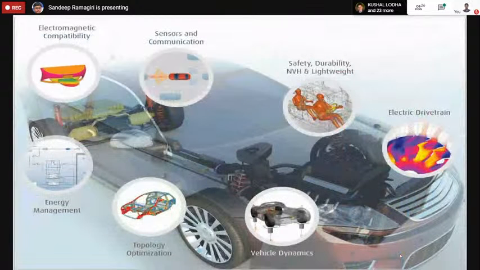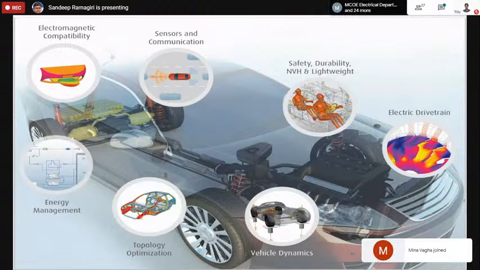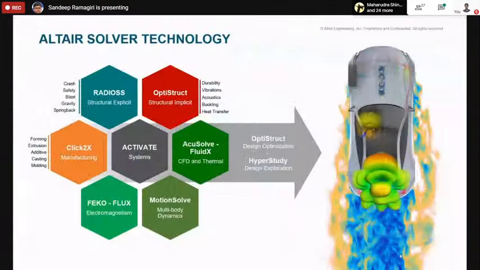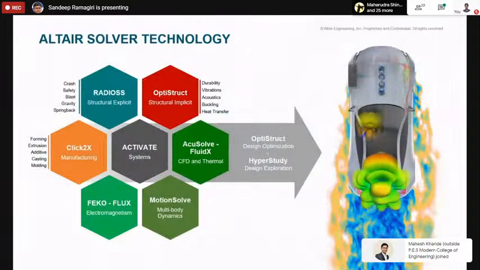Okay, so it's for a topology optimization. And then we can also do the vehicle dynamics, basically solving the kinematics of the vehicles. So these are all the domains which we can address at Altair. And these are the solver technology, as you can see, to address those particular domains.